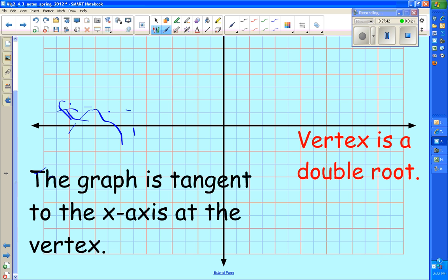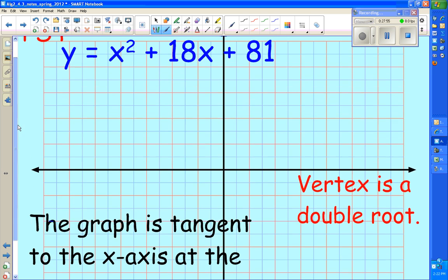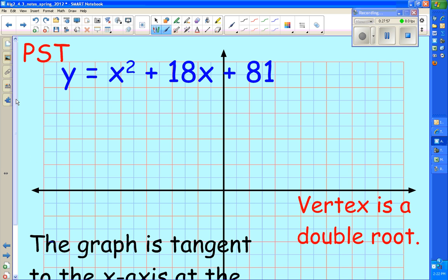Okay, but what we mean by tangent is touches in only one point. Right? The vertex is called a double root, and that will be true anytime you have a PST. If you can't look at this and say, hey, this is x plus 9 quantity squared, it means you don't know how to do step 3 to factoring. That means you're not studying. That means you get to take this class in the spring.